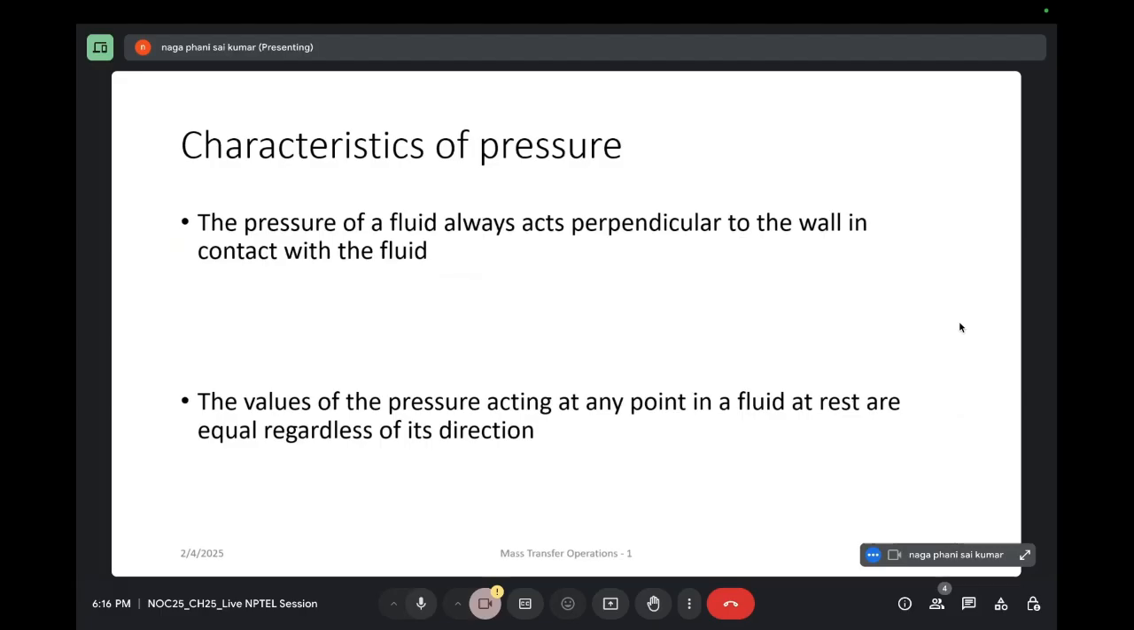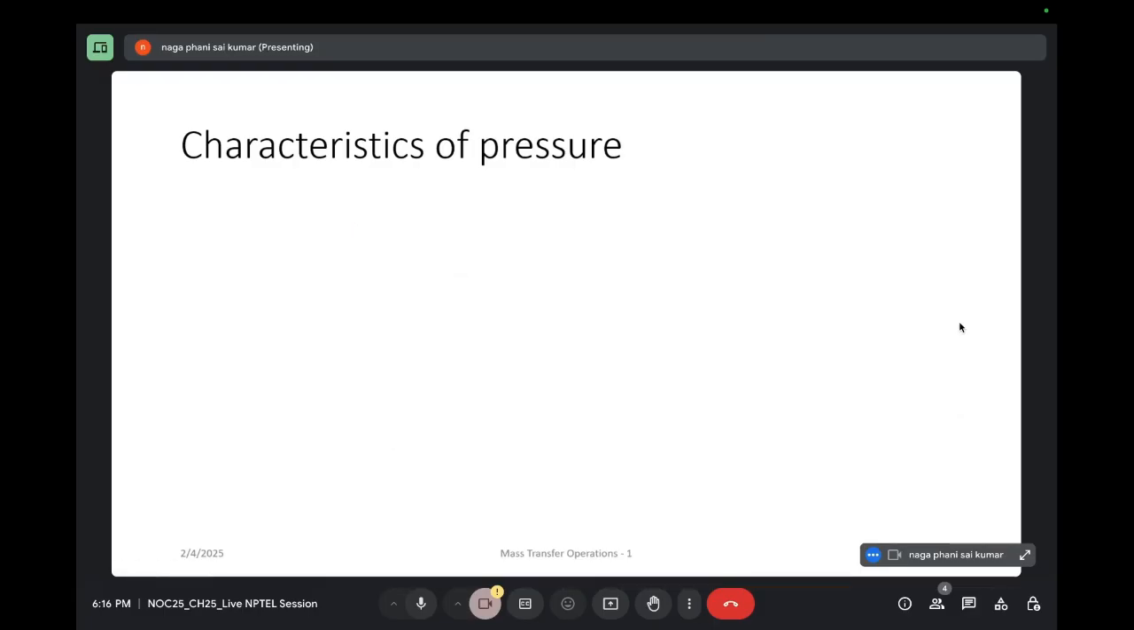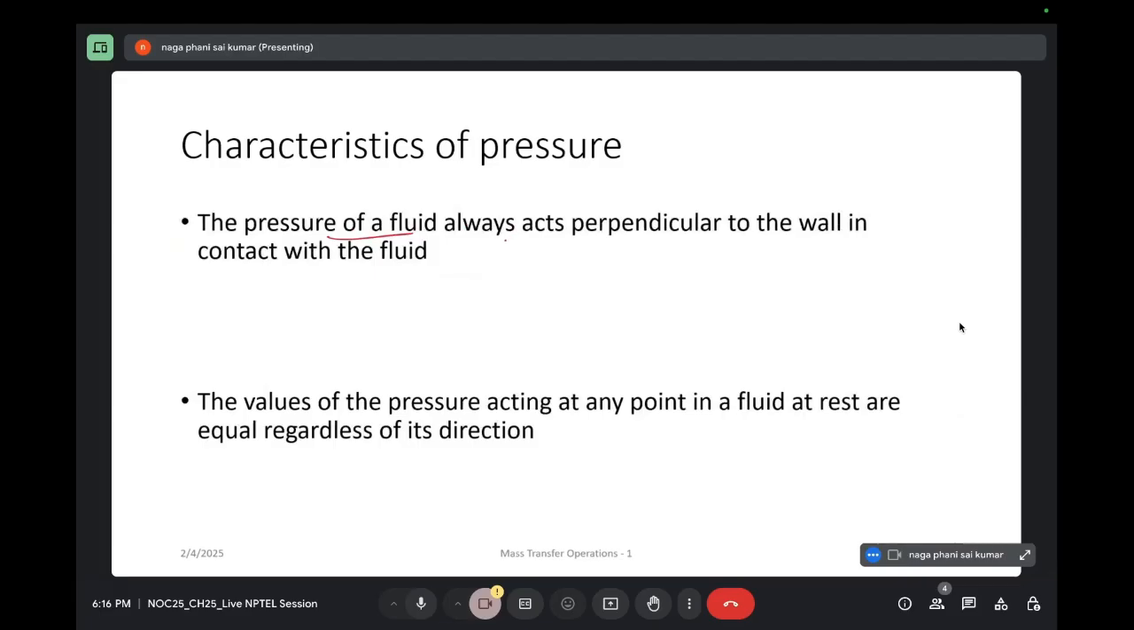So pressure has 3 main characteristics. The first one is: pressure of a fluid always acts perpendicular to the wall in contact with the fluid. So let's say you have a container, and let's say you are filling this with some liquid, say water. The pressure inside this fluid will always be perpendicular to the wall of the container.